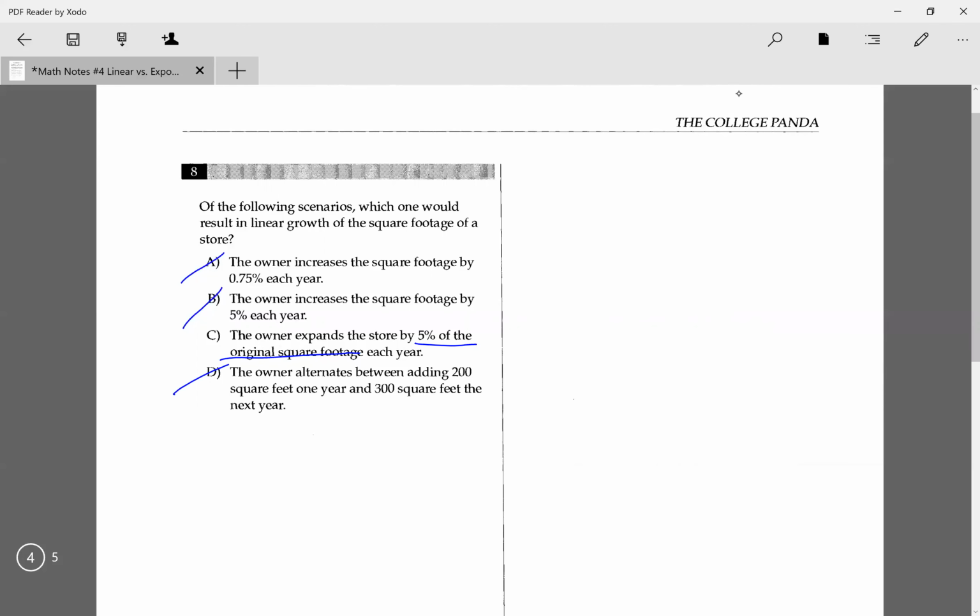So C, let's see. You might be thinking it's a percentage. So why is that the right answer? Well, it's 5% of the original square footage. So let's say I had 100 square feet before. 5% of it would be 5. So I'm increasing by 5 each year, not by 5% of the new total, but I'm doing 5% of the original total. That's a constant number that won't change. So you're increasing by a constant rate, which is why C is the right answer there.